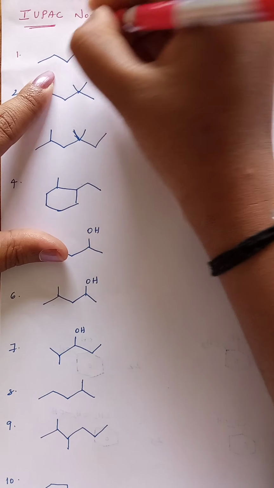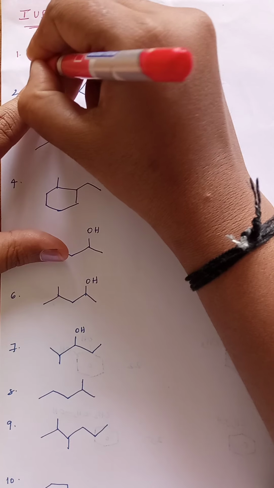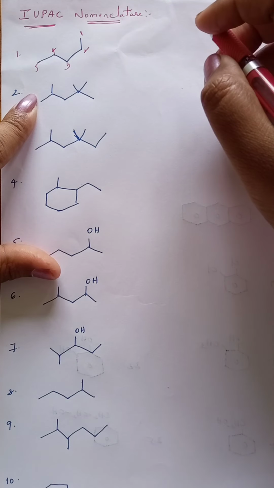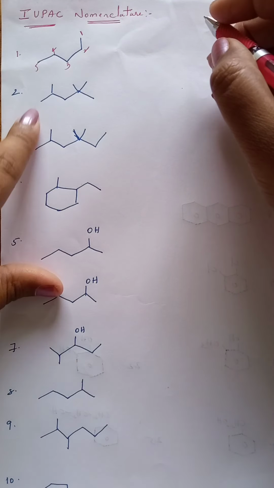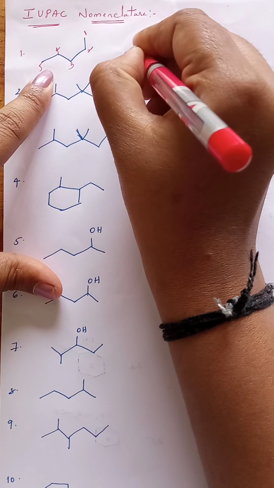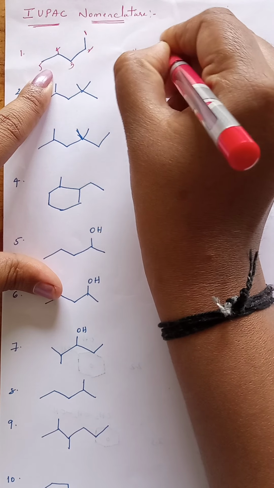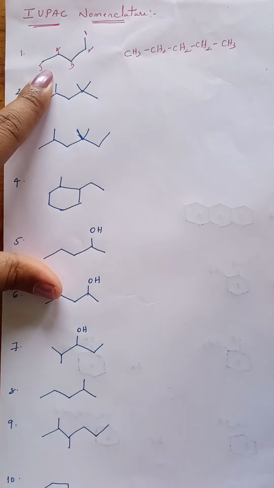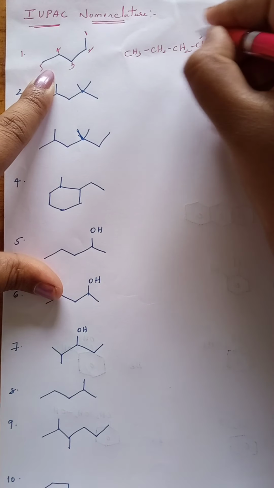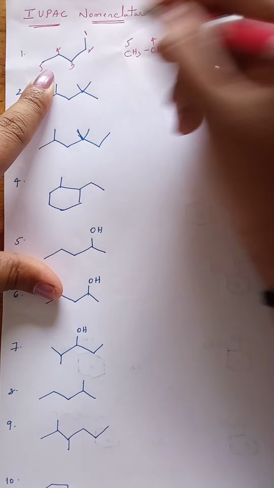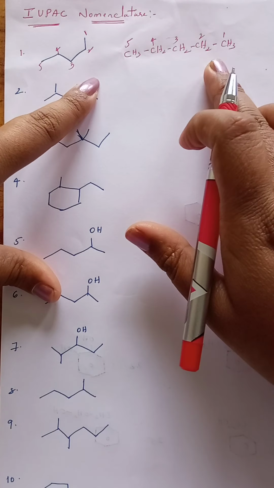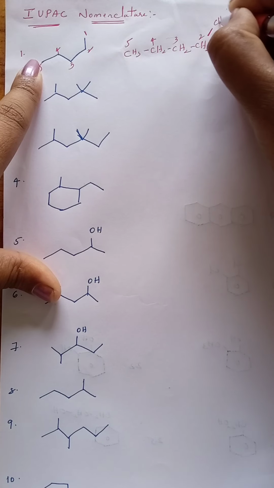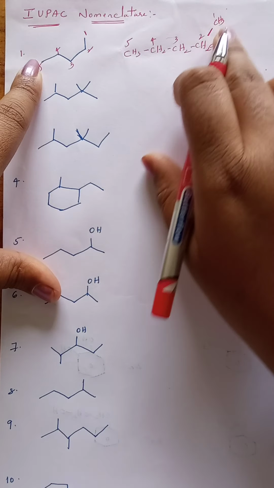I am taking this as the first carbon, second, third, fourth, fifth, because all are in a continuous manner. Only 5 carbons are there. So all these 5 carbons we can write as CH3, CH2, CH2, CH2, CH3. Only 5 carbons, 1, 2, 3, 4, 5. The same compound is represented like this. Instead of writing the CH3 here, they have written CH3 here. That is the only difference between these two.